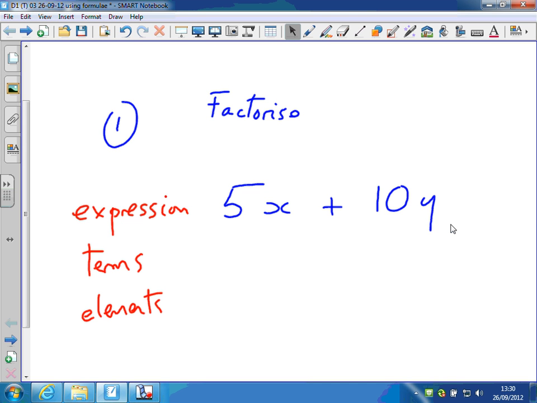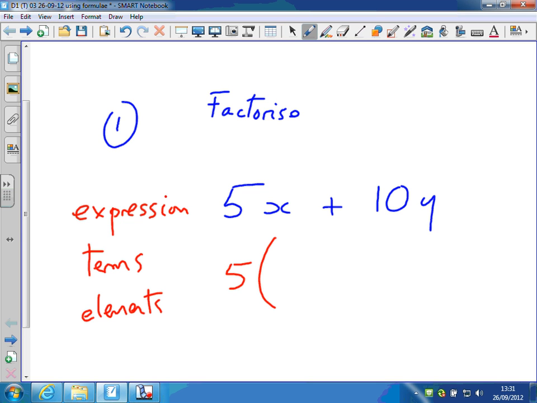So when I ask you to factorize something, what I'm asking you to do is to remove a common element from each of the terms that's in the expression. So you look at the terms, x and y. X is not common to both. Remember, x is a number, so the number x is not common to both. The number y is not common to both. But the number 5 is common to 5 and common to 10. That means it's a factor of 5 and a factor of 10. So I can take 5 outside the bracket.